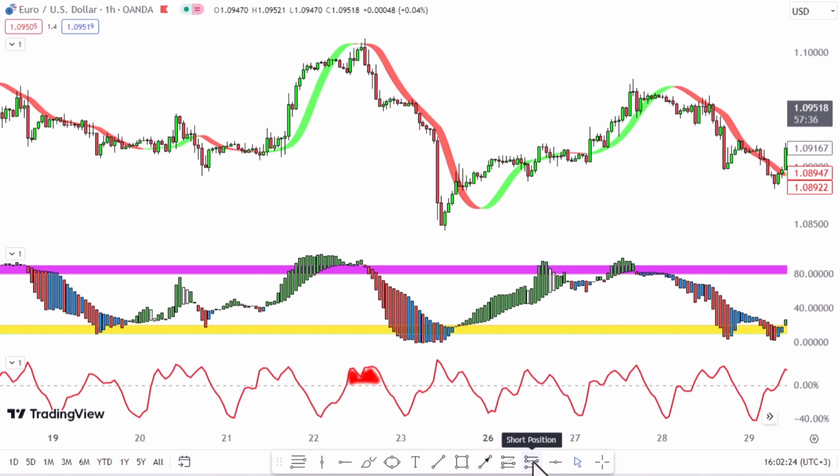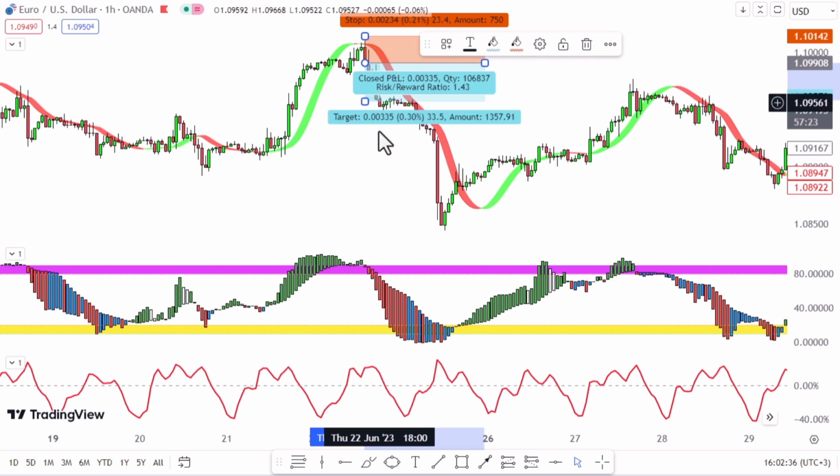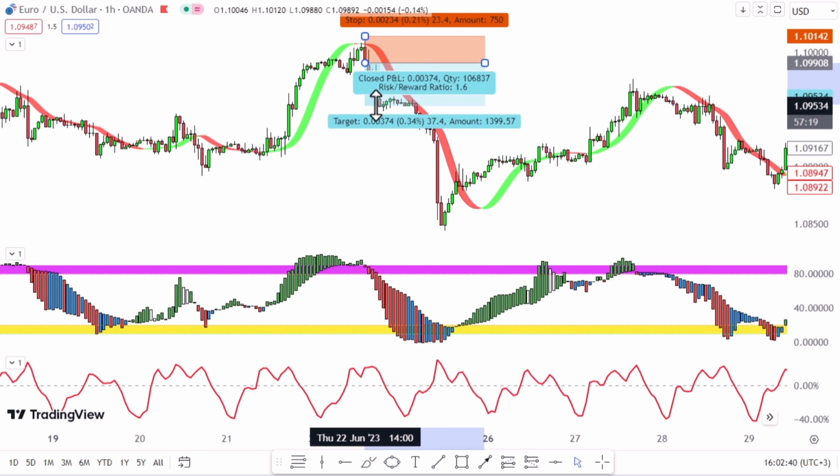We can currently see that the volume oscillator is above the zero line, indicating that there is enough volume in the market. Because of these signals, let's enter into a sell position. We'll be placing the stop loss at the most recent swing high. For take profit, we'll be targeting a 1.5 times risk to reward ratio.